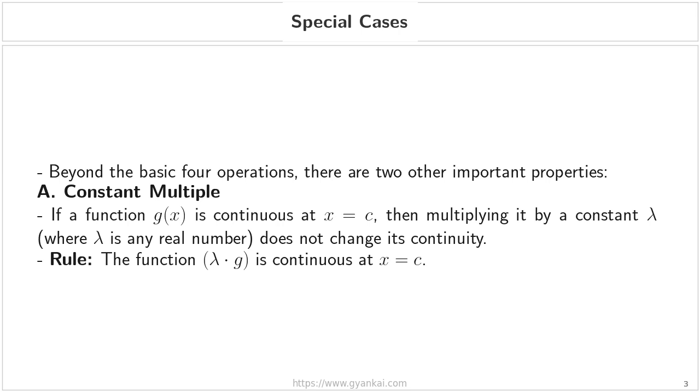Essentially, the rule states that the function lambda times g is also continuous at x equals c. This means that scaling a function vertically does not create any breaks or jumps.